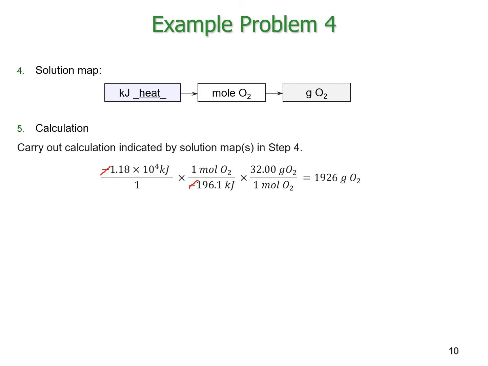So let me say this one more time. Read the question carefully about the directionality of heat, because sometimes we need to add a negative sign in front of it. Sometimes we need to remove the negative sign when we report heat. So be extremely careful about reporting values of heat or energy.